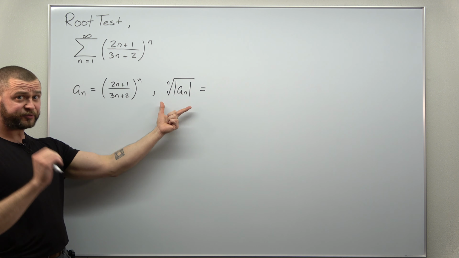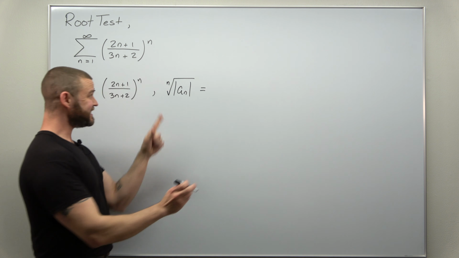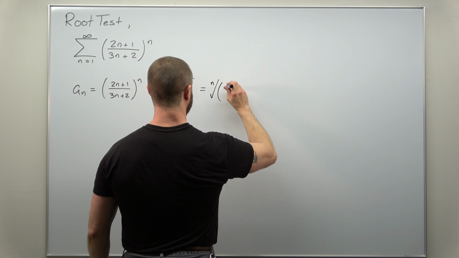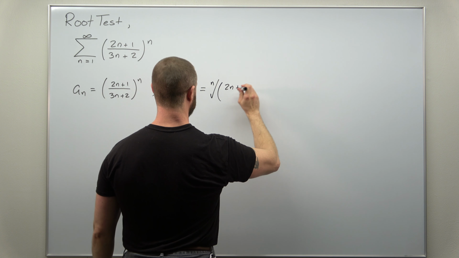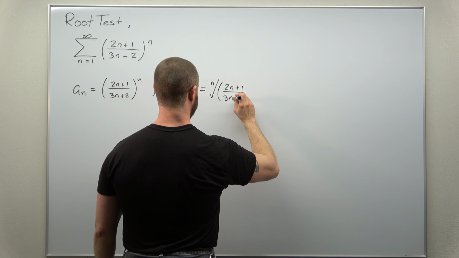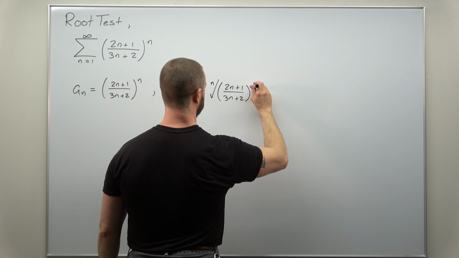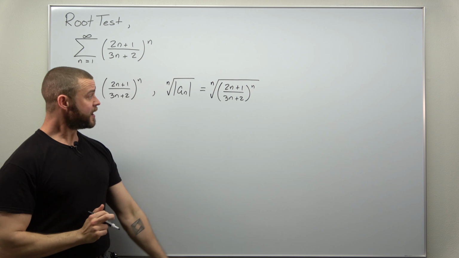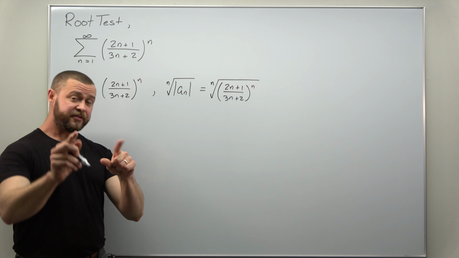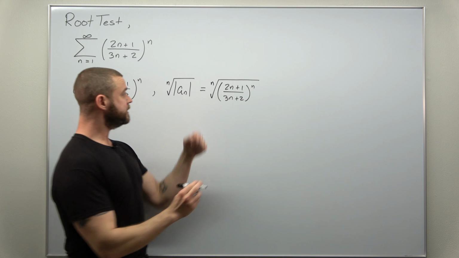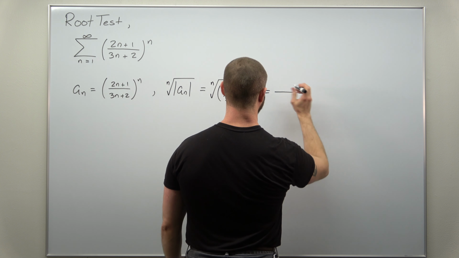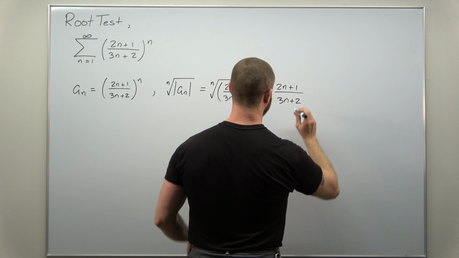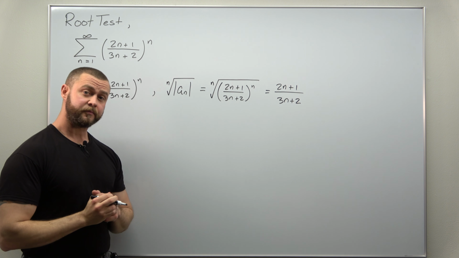So we can ignore the absolute value for this problem and just take the nth root, or nth radical, of that quantity, (2n plus 1) divided by (3n plus 2), all raised to the nth power. And what you should find is that the nth power and nth root cancel out, leaving you with 2n plus 1 divided by 3n plus 2.